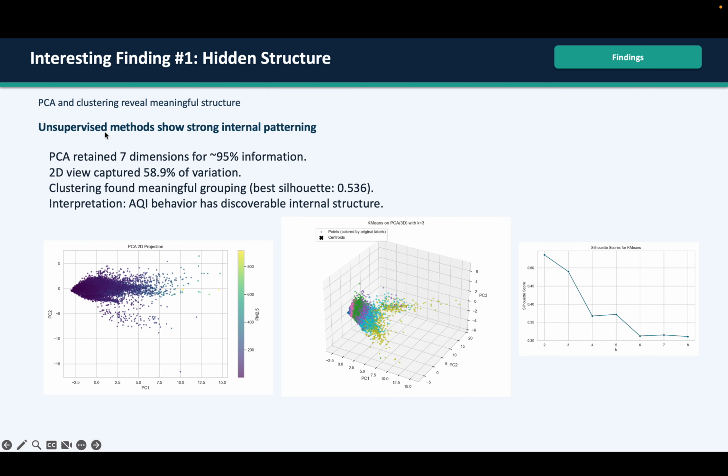An interesting finding is that I ran unsupervised learning, which is PCA, and found that I only need 7 dimensions to retain 95% of the information, which was evident from the silhouette scores for k-means and the elbow method. So from these I found that the best number of dimensions is 7, which captures 95% of my information. Also, one interpretation was that AQI behavior has a discoverable internal structure, so it is not random, and there are patterns that need to be recognized and extracted by our models.